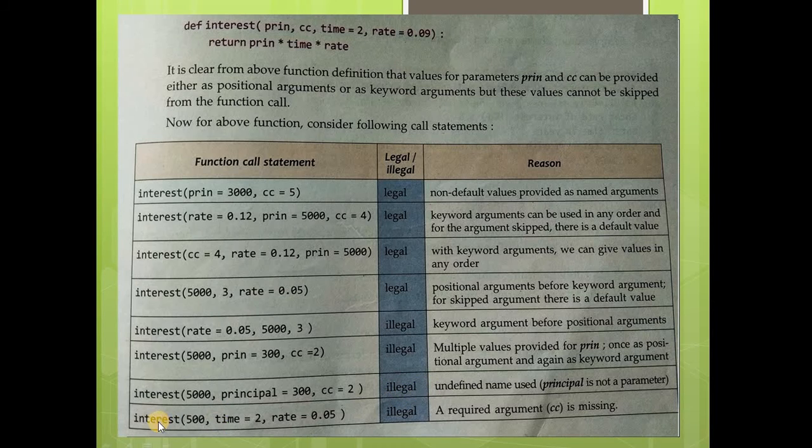Then in the last example, interest 500 comma time equals 2, rate 0.05. This is also an illegal statement because here the required argument CC is missing. You can see 500 will be the value for principal, time 2 will be the value for time, rate 0.05 will be the value for rate. So here we have values for principal, time and rate, but there is no value for CC. That's why it is an illegal statement and it will give an error.